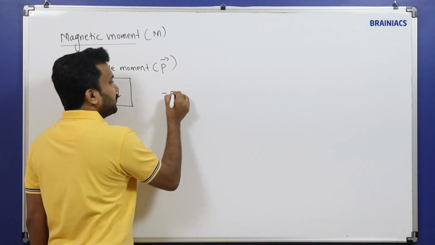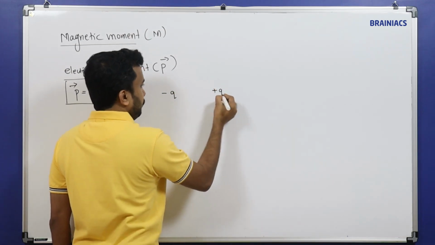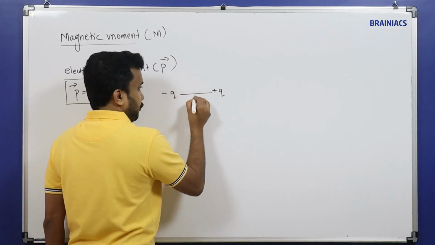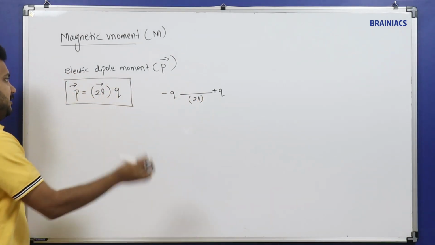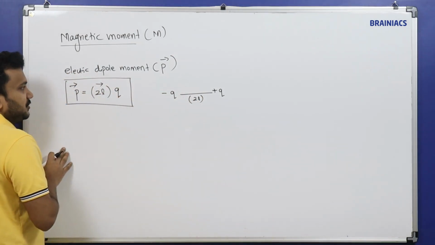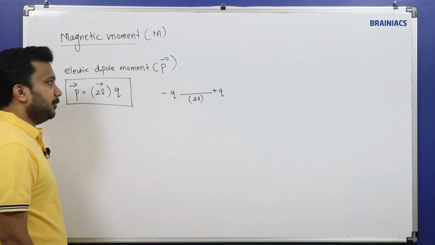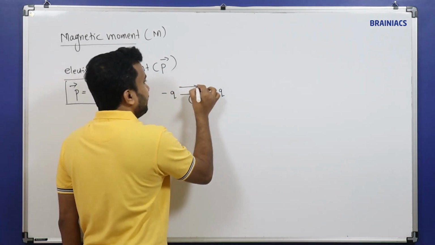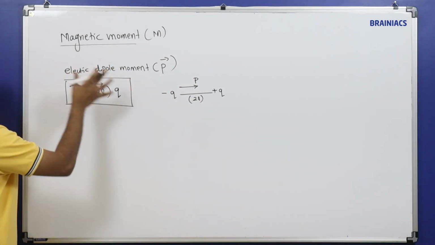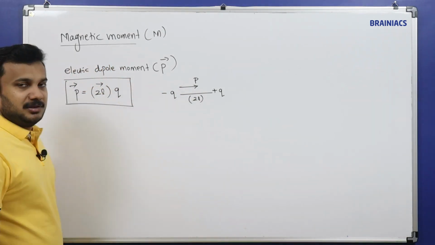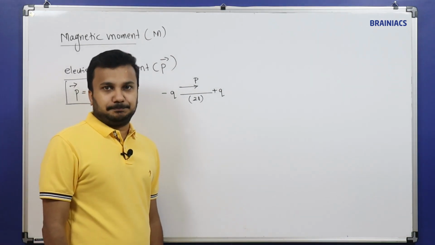Minus Q and plus Q, two charges, are separated by a short distance equal to 2L. This 2L is multiplied with one charge, and then it is called electric dipole moment. The direction of electric dipole moment is from minus Q to plus Q. This is what we learned in the electrostatics chapter.